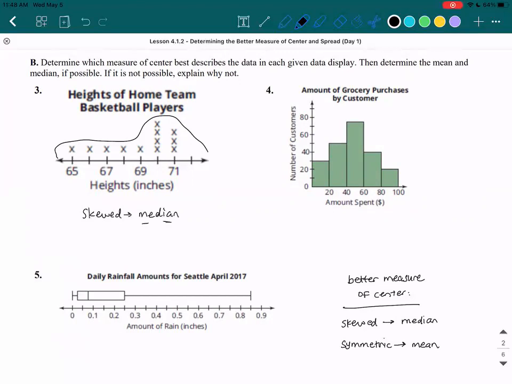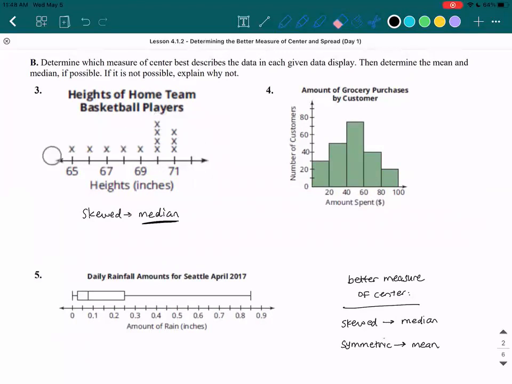So the median is the better measure of center. Now we're also going to determine the mean and median if possible. If it's not possible, explain why not. So let's find the mean from this picture.